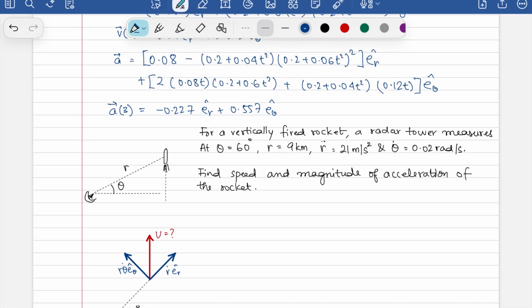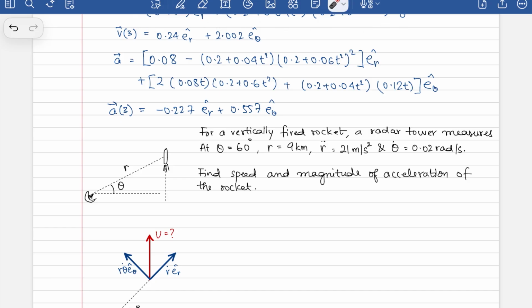Okay, this is just writing down the clues that are given to us. How to make use of this? What are known to us? We have theta known, we have r known, we have theta dot known. We don't know what is r dot. Okay, can we find what is v at this point?